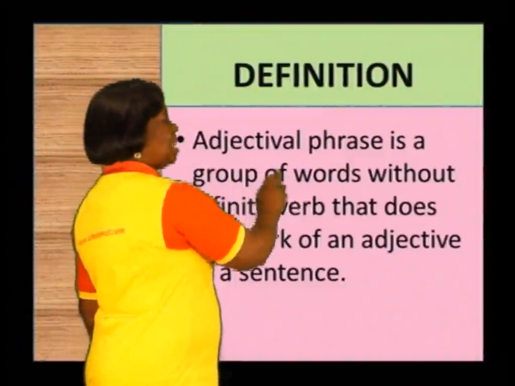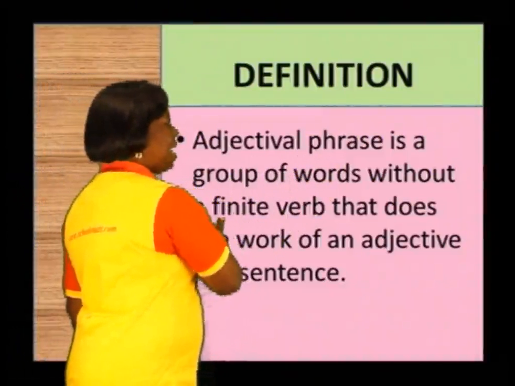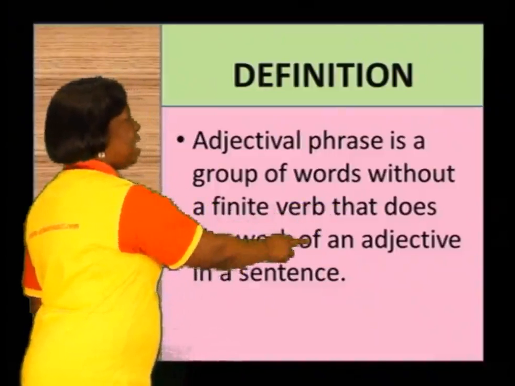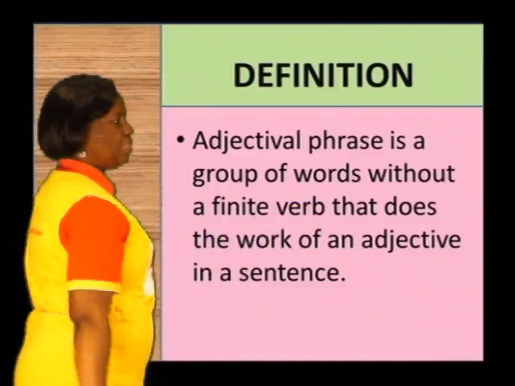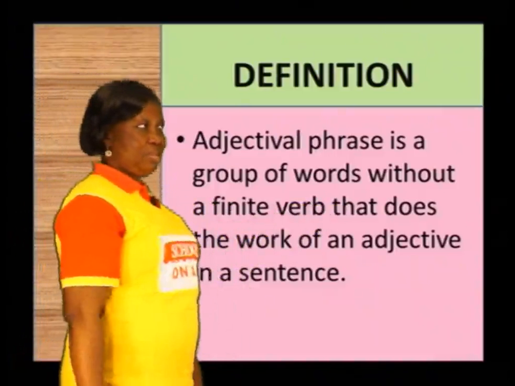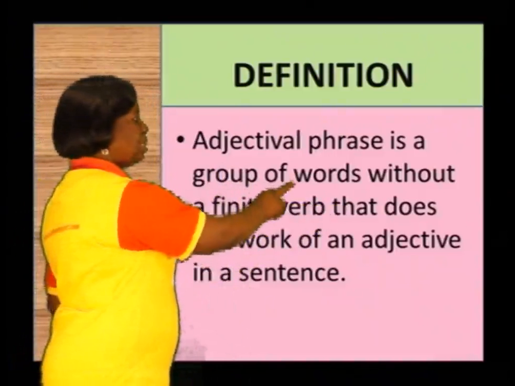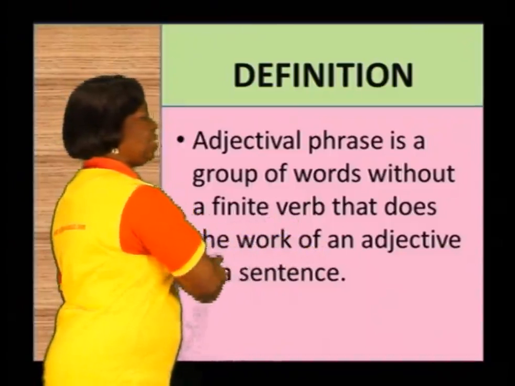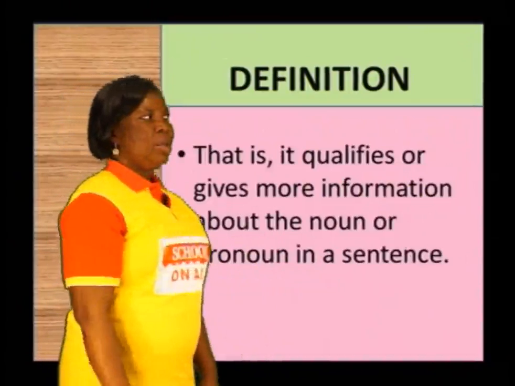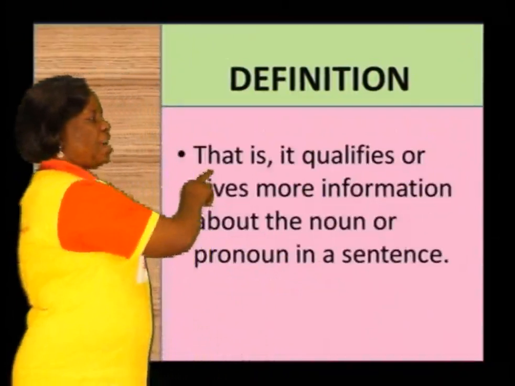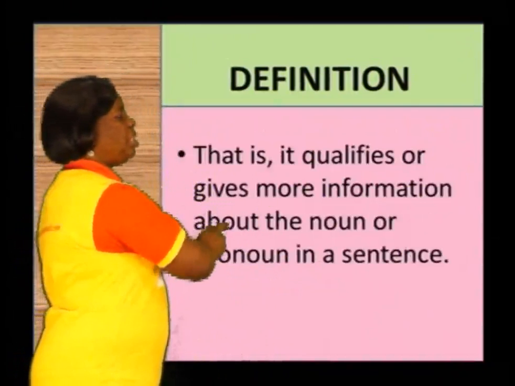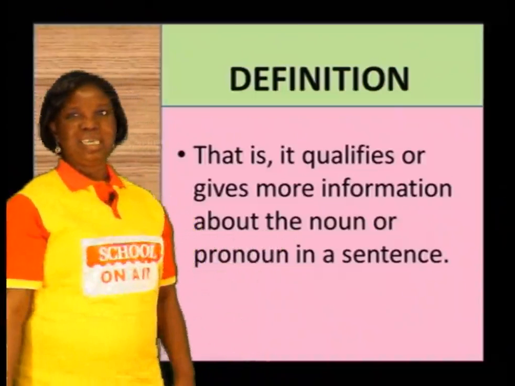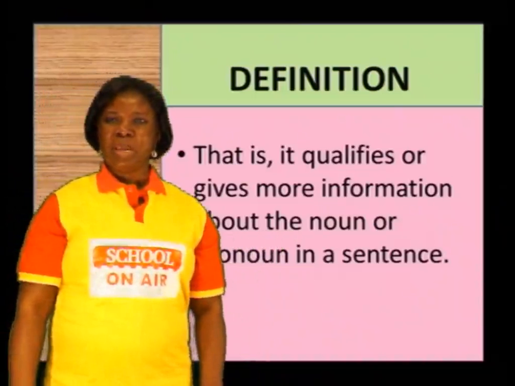An adjectival phrase is a group of words without a finite verb that does the work of an adjective in a sentence. That is, it qualifies or gives more information about the noun or the pronoun in a sentence. That's the work of an adjective.